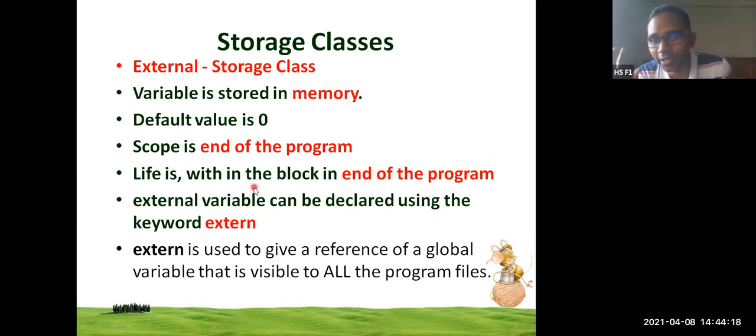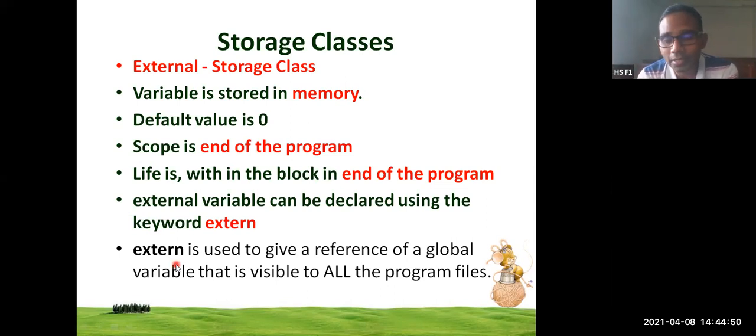So how many programs we need to write? We need to write 2 programs, compile them, execute them. Then extern is used to give a reference of a global variable. The rest of them can be global or local, but extern is purely global. It is not a local variable. It is a global variable.